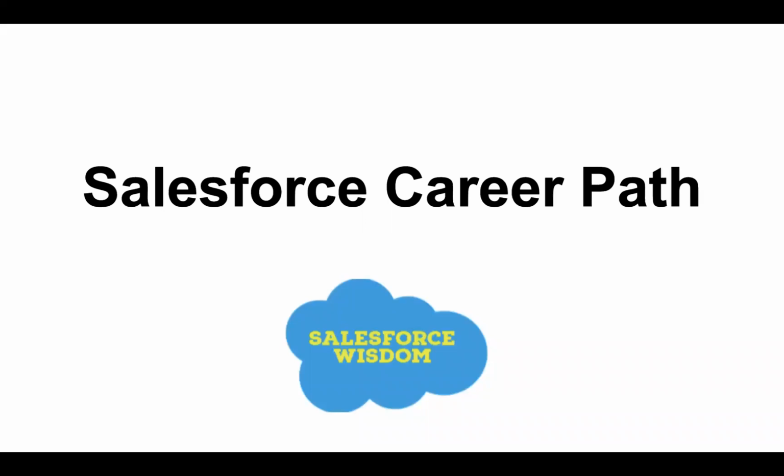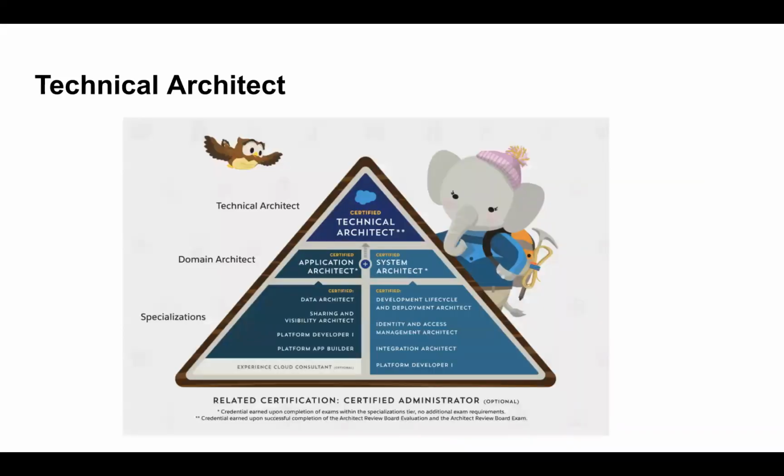In this video, we are going to talk about Salesforce career paths. Now, I'm going to show you two diagrams, which most of you have seen. And if you have not seen, you can visit the Salesforce certification website and you would see these pyramids. The first one, technical architect, is for someone who wants to write hands-on code or who likes technical stuff and all of that. This is the highest certification that you could achieve. They also call it the CTA, Certified Technical Architect.